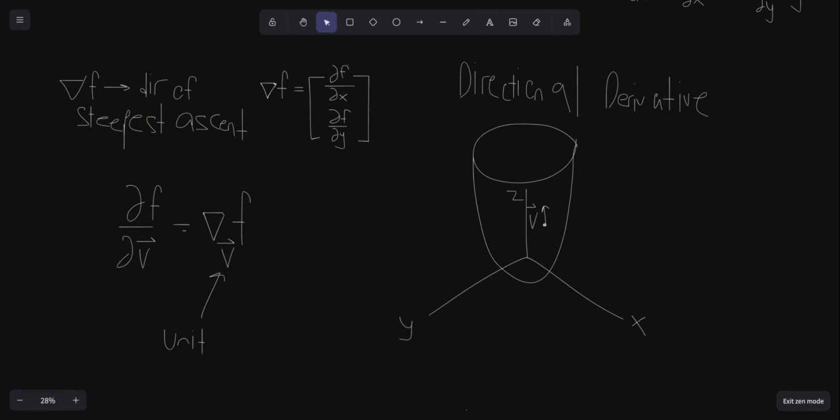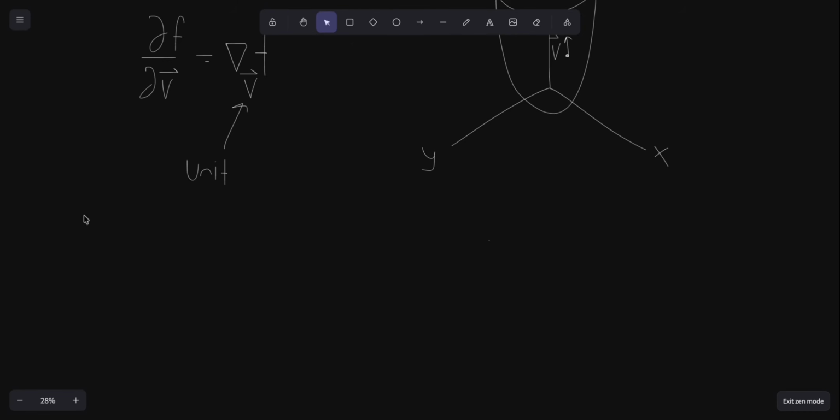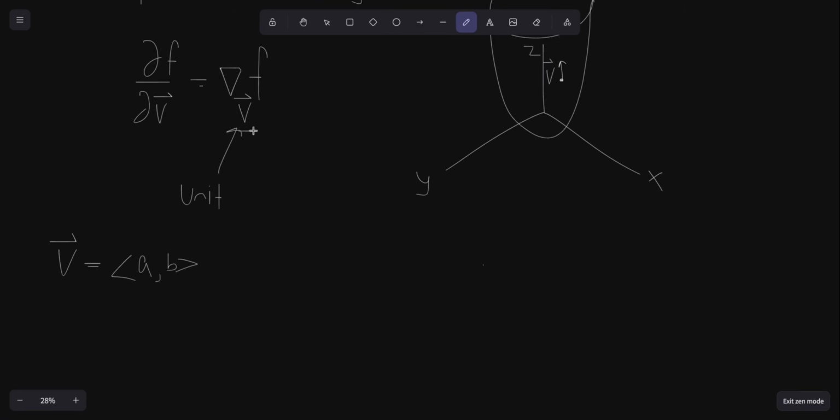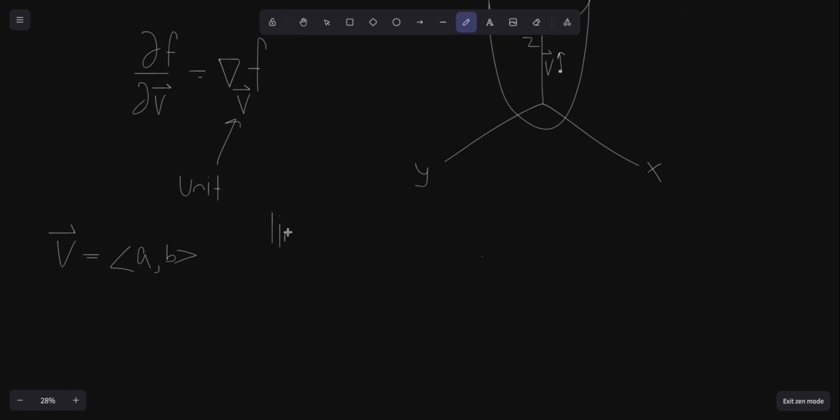So let's actually write this down. Imagine my vector v has the coordinates a comma b. What df dv, or the directional derivative in the direction of v, is really saying is that this is going to be very similar to the derivatives that you've seen before, but this is going to be f of x plus ah comma y plus bh, minus f of x comma y, divided by h.